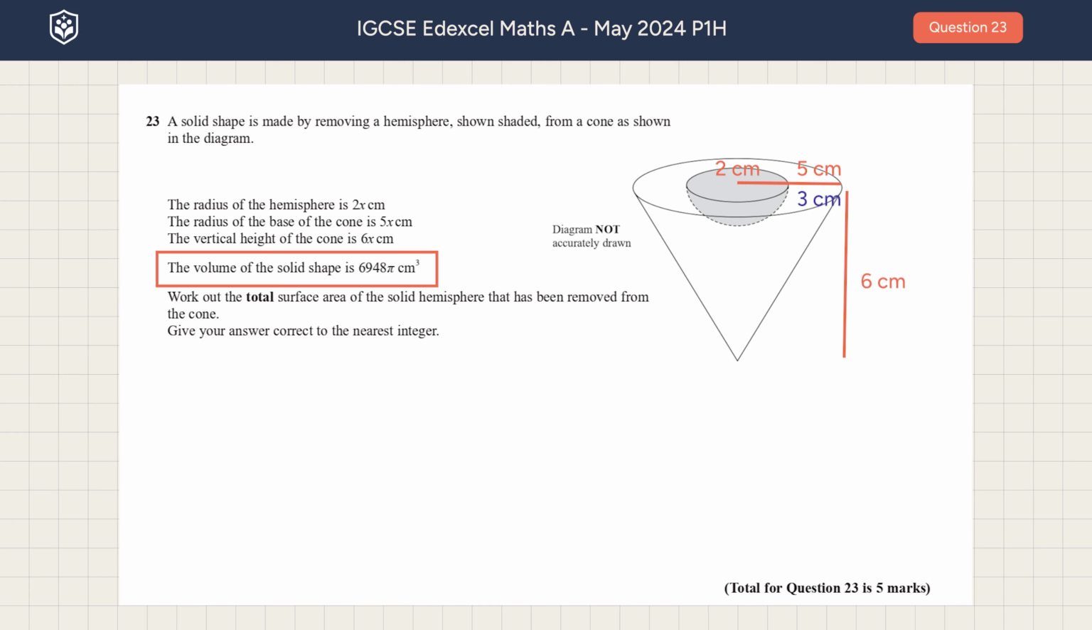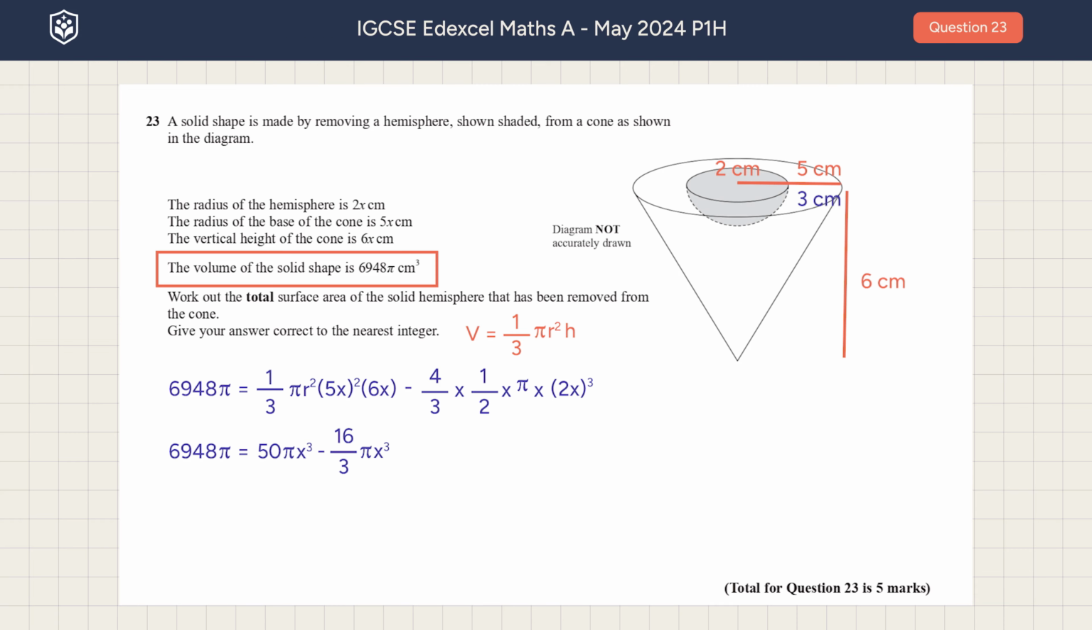To find this, we can use the equation for volume of a cone, which is 1/3 pi r squared times height. Since we know 6,948 pi is the volume of the solid, we can write 6,948 pi equals 1/3 pi times 5x squared times 6x. Then we minus the volume of the hemisphere, which is 4/3 times 1/2 times pi times 2x cubed. We can simplify this to 6,948 pi equals 50 pi x cubed minus 16/3 pi x cubed. Since all the terms have a pi, we can get rid of it.